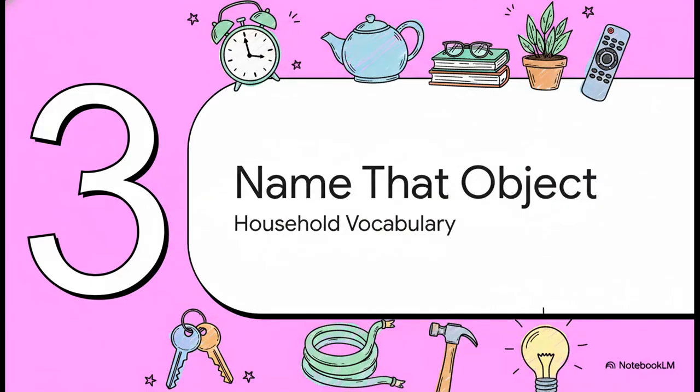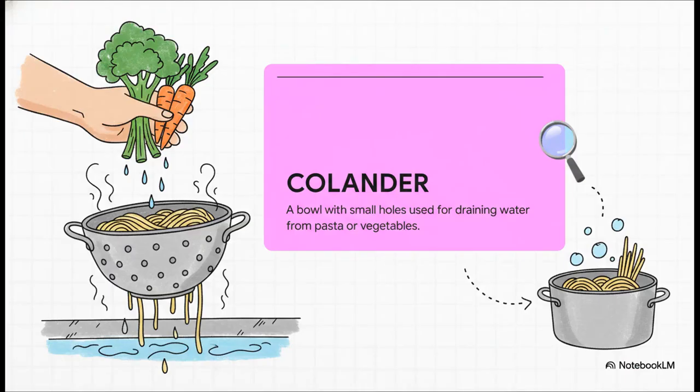All right, let's move on to our second strategy. Sometimes you just need to know the specific name for a common but kind of tricky household item. So let's do a little quick-fire round to get these names locked in. First up, the colander. This is that bowl with all the little holes in it. The most important thing to remember is what it does. You use it to drain the water away from your pasta or after you've washed some vegetables.